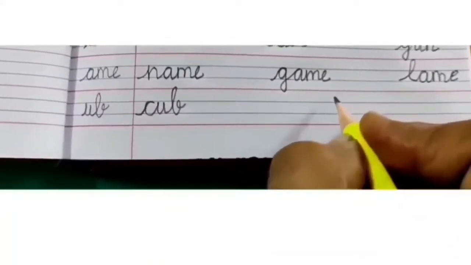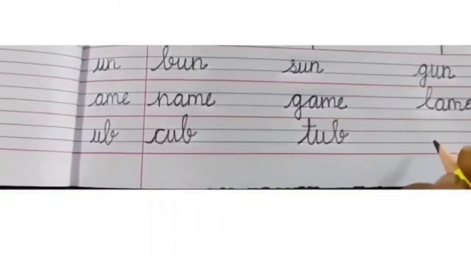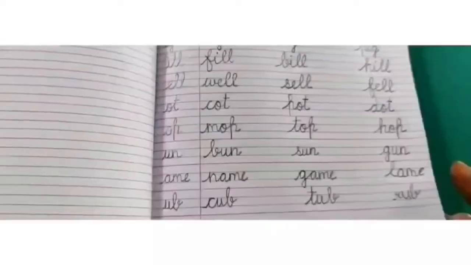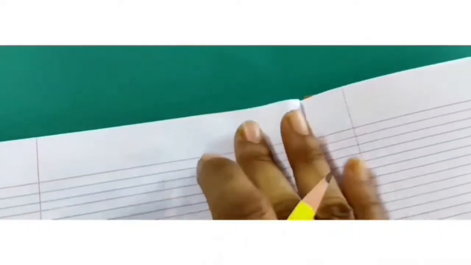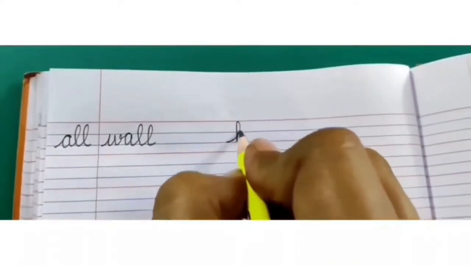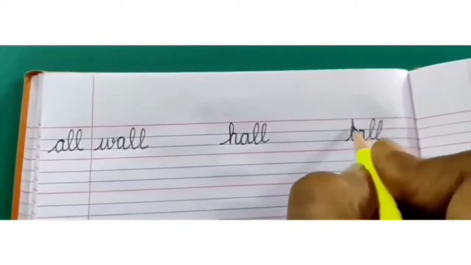Then next one is U-B. Write down C-U-B, cub. T-U-B, tub. Then next is R-U-B, rub. Now on the next page, right here, A double L, and make a spelling. W-A double L, wall. Leave two finger space. H-A double L, hall. Leave two finger space. T-A double L, tall.